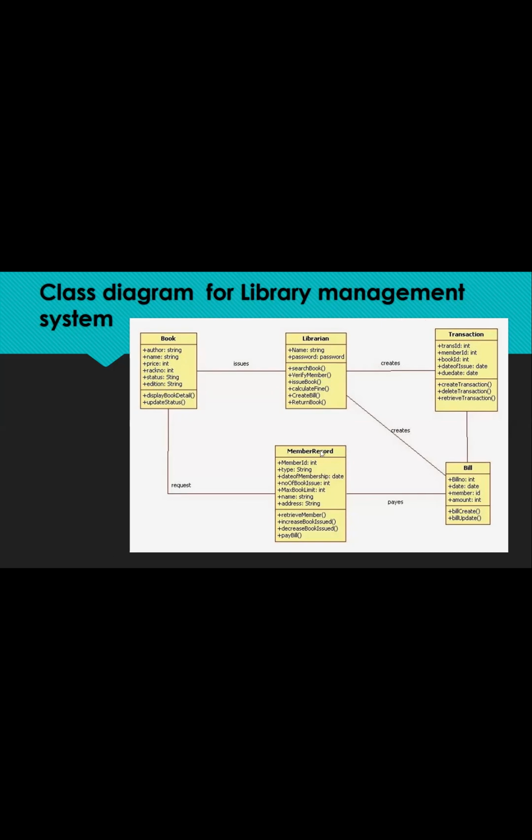Member ID is an attribute of the member record class. Similarly, if we talk about a method, we can say retrieve member is a method. Okay, pay bill is a method. In the bill class, bill number is an attribute. Create bill is a method. Am I clear? Did you understand?